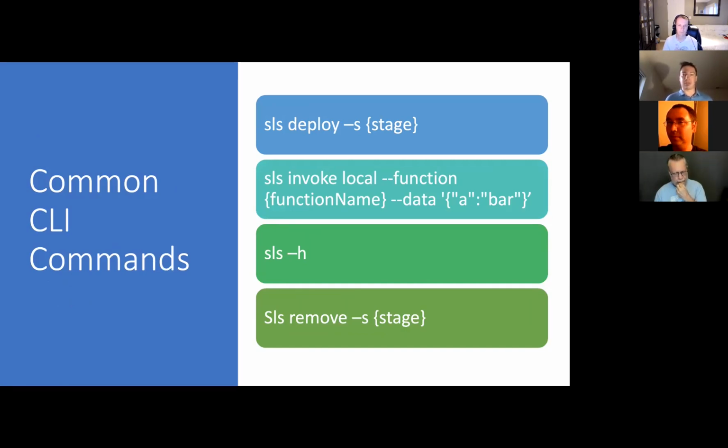So maybe if you have a development 1 stage and then you have a development 2, you would give them each a different stage, and then you would use the DNS to allocate traffic to either of the stages or do some sort of canary deployment. The other command I want to show you is the SLS invoke local, and this lets you execute the Lambda function locally, and you can also assign it data. So in your event handler in your Lambda function, you can assign data into the CLI argument, and so you can test and debug locally.